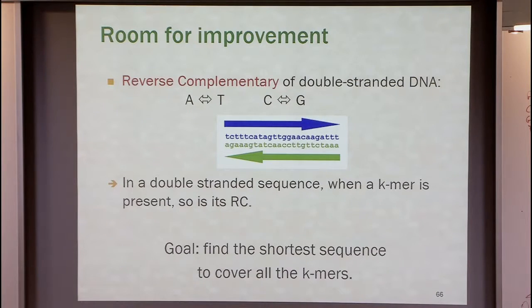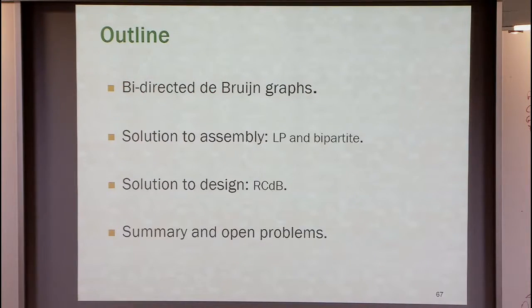So maybe we can find an even shorter double-stranded DNA sequence that covers all the k-mers that we observed in the data. And one way to do it is using bidirected de Bruijn graphs, which I'm going to introduce soon. And I'm going to give a solution to the problem using linear programming and also using a bipartite graph. And I'll also describe an application to the design of the PBM probe sequences.